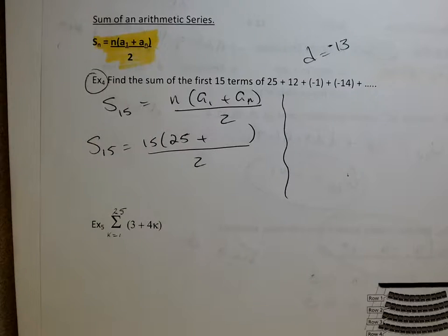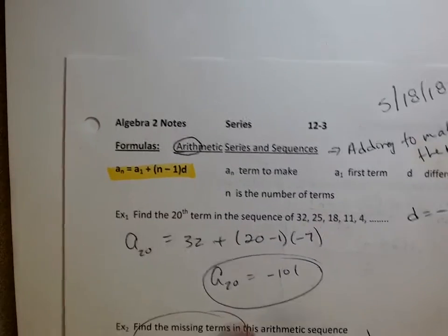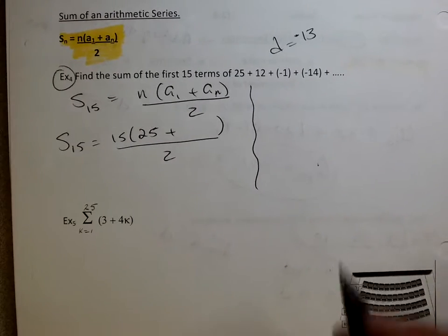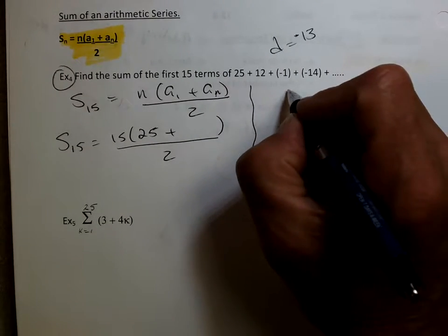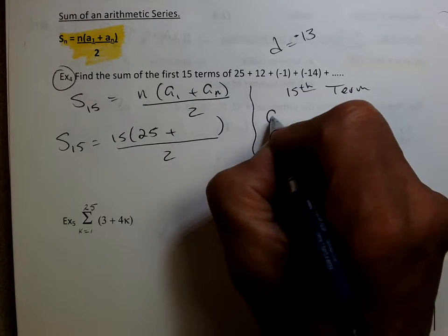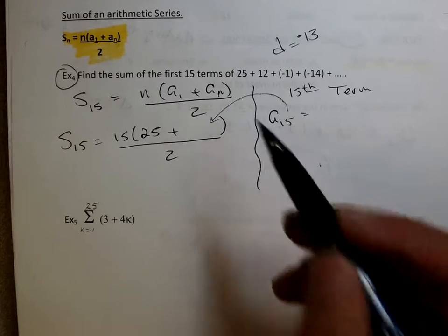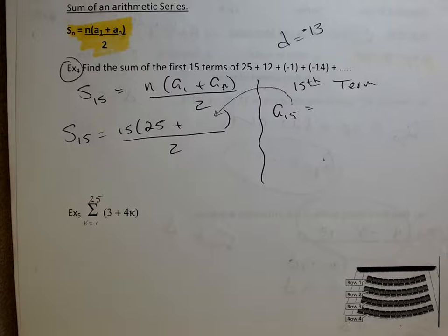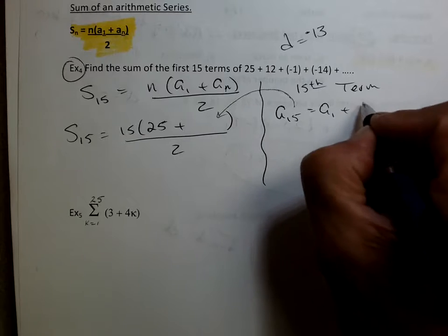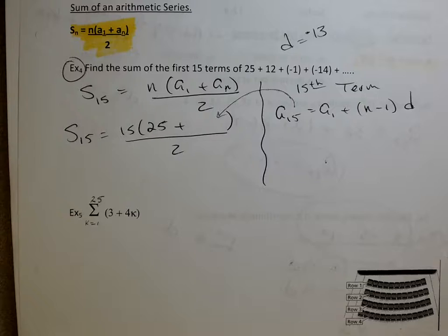So I don't know the last term. But, hey, lo and behold, I have a formula for finding the last term, don't I? So I'm going to use both formulas. I need the last term, the 15th term. So I need A of 15. I have to find A of 15 because I want to put that answer right there. To get that, I'm going to use my formula, which is my A1 plus my n minus 1 times D, and I should then be able to find out what my 15th term is.